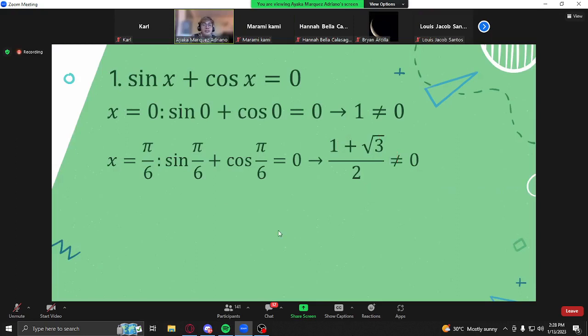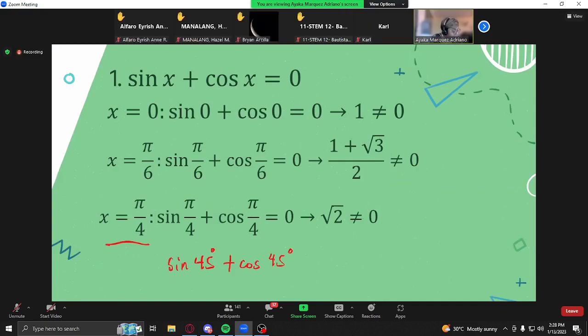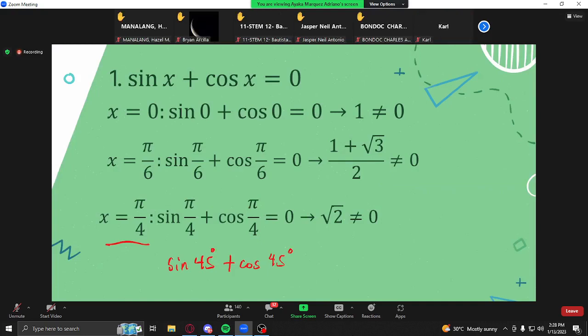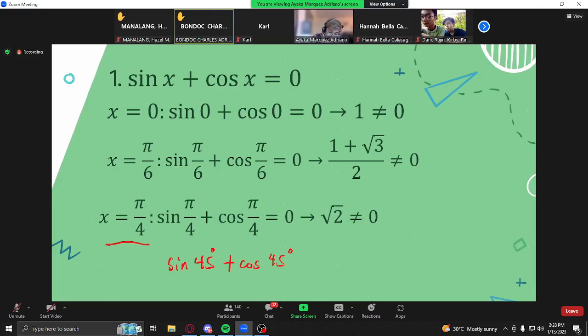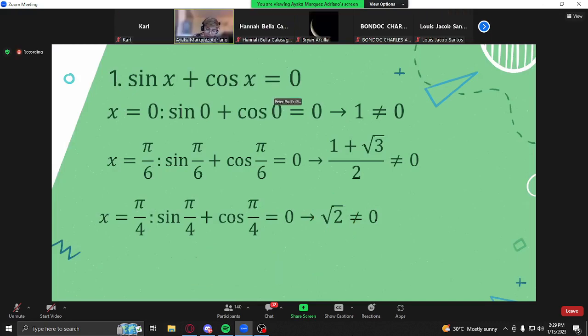Let's have the next one. What if x is equal to 45 degrees or pi over 4 radians? Can you try sine 45 plus cosine 45? Yes, Adrian? Square root of 2. Correct. So it gives us the value, the square root of 2. Is it equal to 0? No, kasi ang hinahanap natin ay equals sa 0. Let's have the next one.